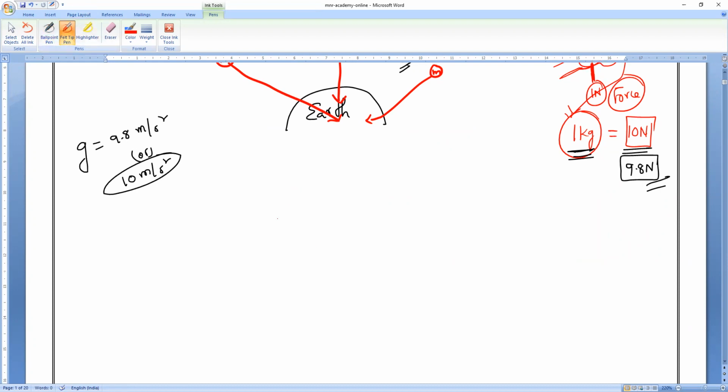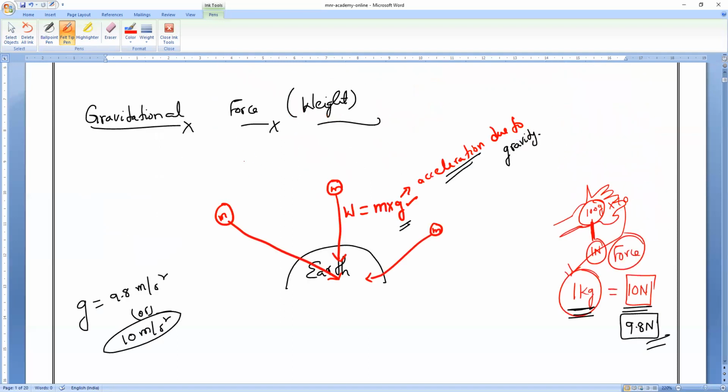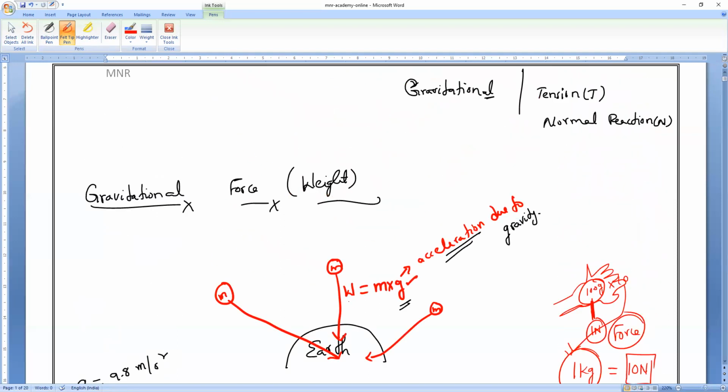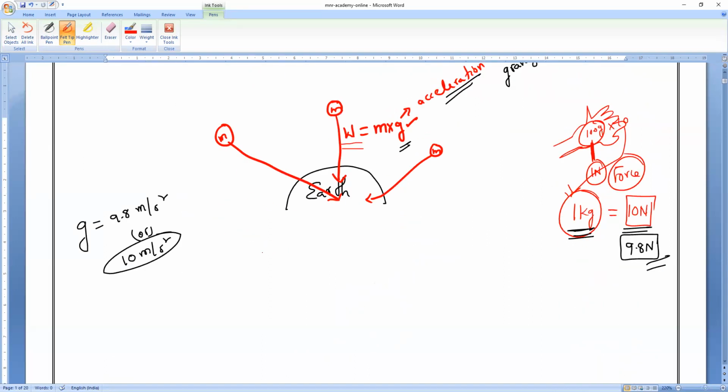So if you go back to the gravitational force, that is the force exerting between any two bodies. If you take any two bodies in the universe, always a force is exerting between them. That force we used to call gravitational force, which is equal to weight. Gravitational force means weight. Understanding? So weight is equal to force.